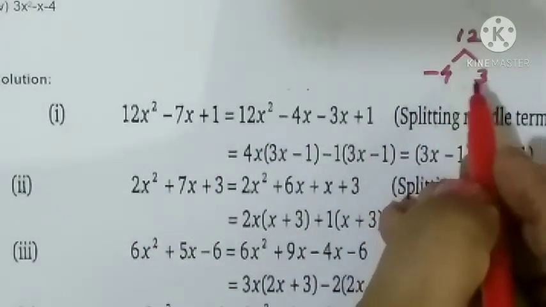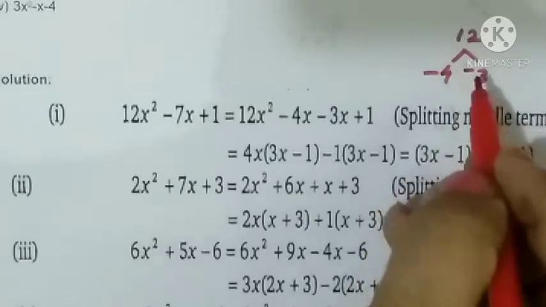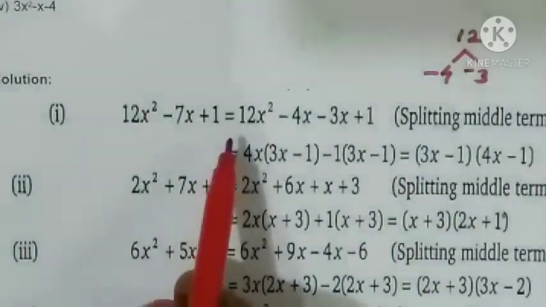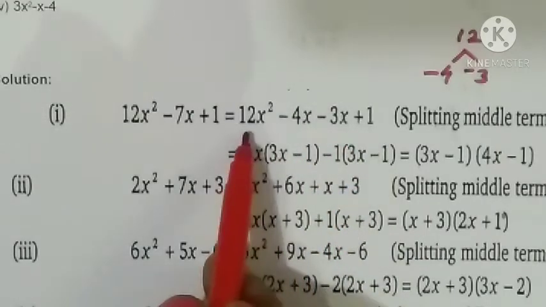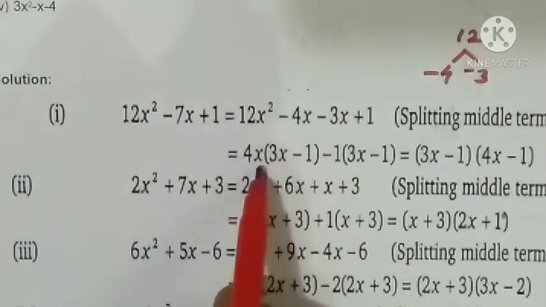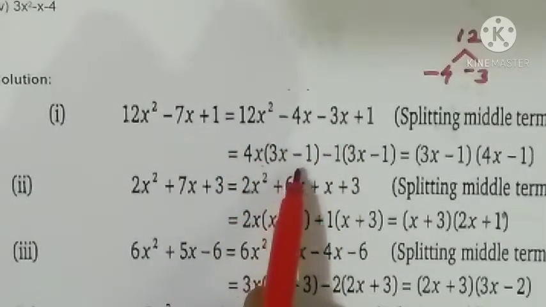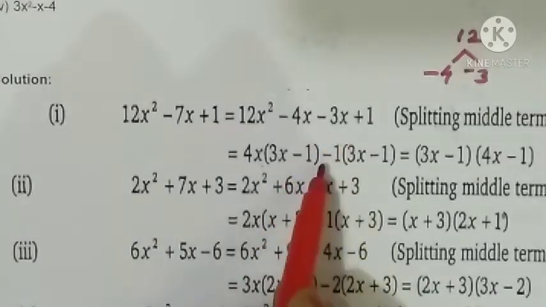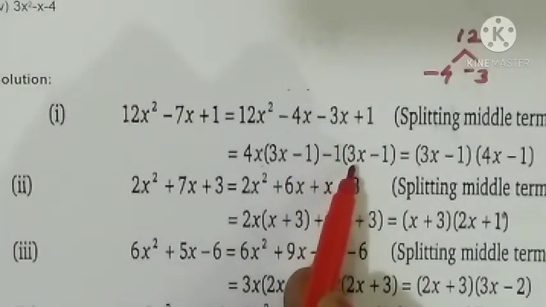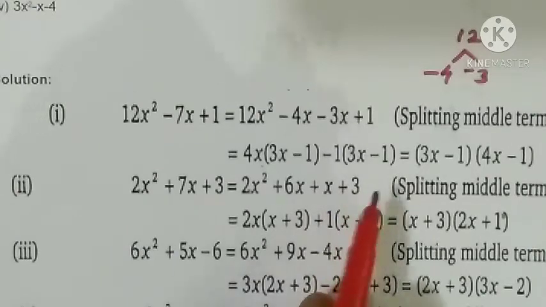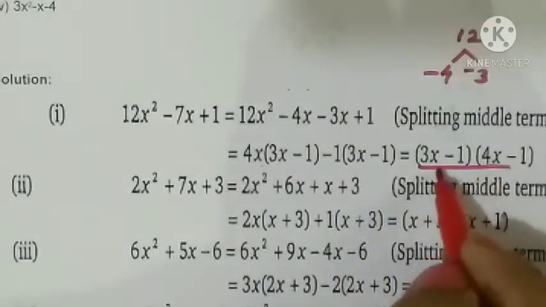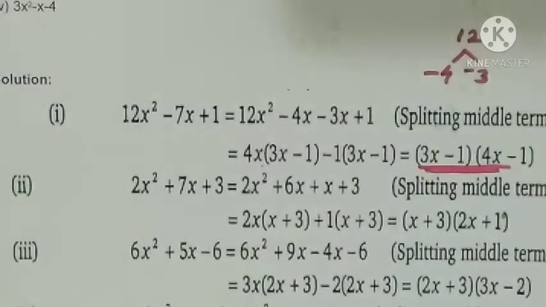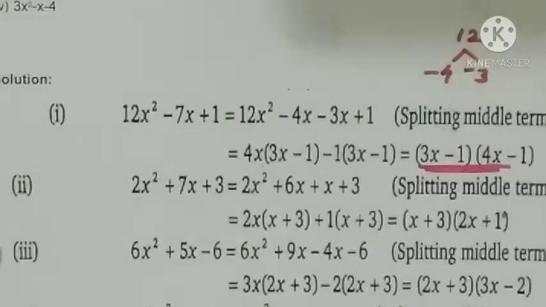I always told that the greater number sign will get the middle term sign. So minus 4. Now for getting 7, it should be also minus only. So we have written here 12x square minus 4x minus 3x plus 1. So what is common here? 4x. So what will we get in bracket? 3x minus 1. Now what is common here? Minus 1 only. So in bracket we'll get 3x minus 1. So 3x minus 1 and 4x minus 1 are the factors for this question.